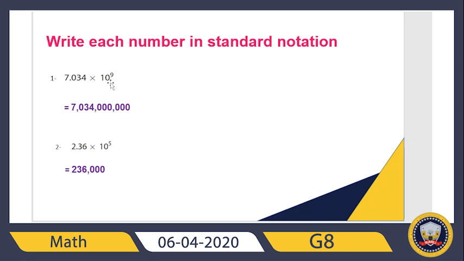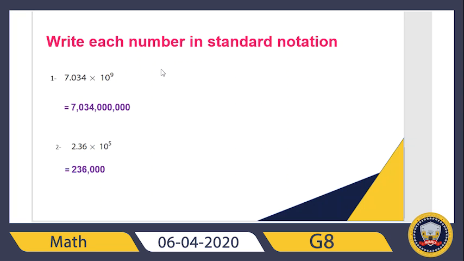6.034 times 10 power 9. What does 10 power 9 mean? It means 10 multiplied by itself 9 times. How many zeros? 9 zeros. So I should move the decimal point outside the number 9 steps. Here, 1 2 3. Three steps and my number is finished, but I have to move 6 more steps.